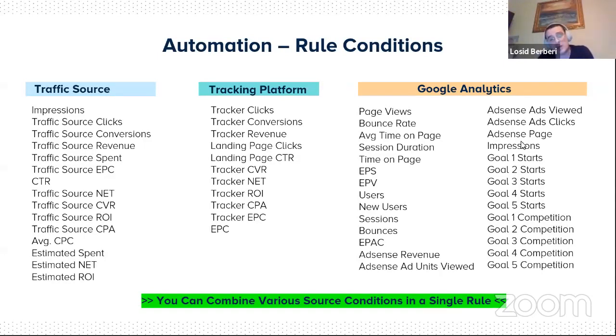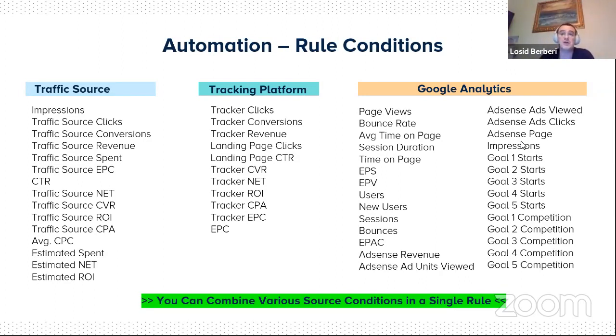While on the tracking platform, we can pull the clicks, like campaign link visits, conversions, revenue, landing page clicks, landing page click-through rate, tracker conversion rate, net profit, ROI, cost per acquisition, tracker earnings per click, as well as EPC, which is a special metric calculated based on the revenue on the tracker and the clicks on the traffic source, which is the most accurate one in case you're optimizing based on EPC.